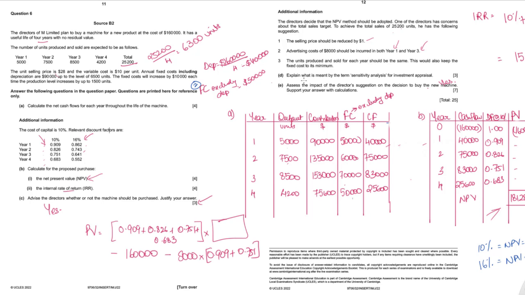So once you do that, you will realize that the NPV is coming to positive 7,670, and hence your answer will be that it will not impact the director's suggestion to buy the machine. The directors can still go ahead and buy the machine as the NPV is positive, but yes, the proposal is less profitable compared to the earlier proposal. So that completes question number 6.